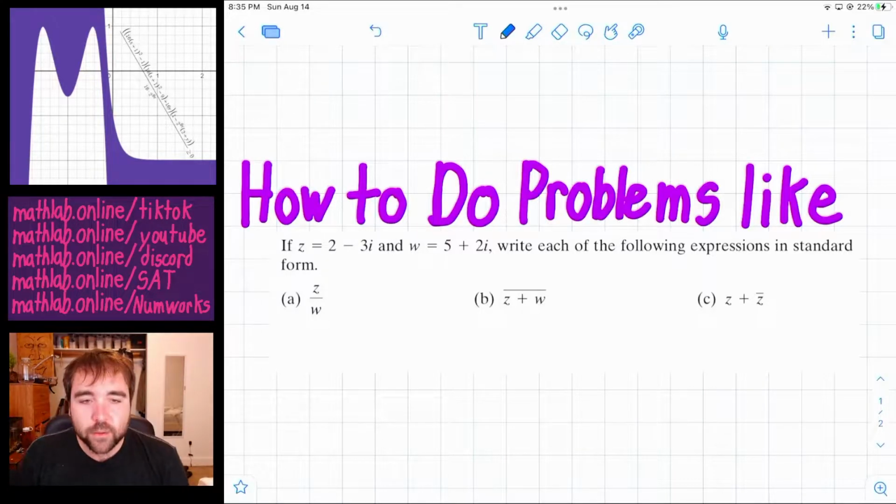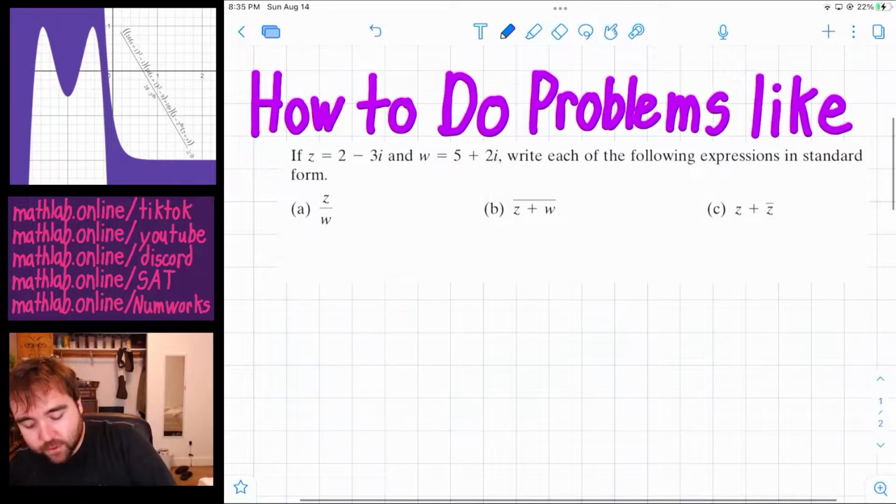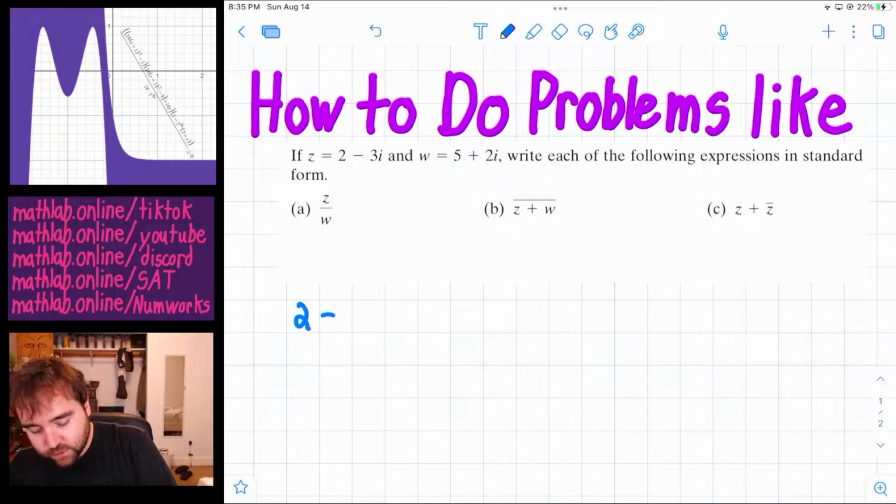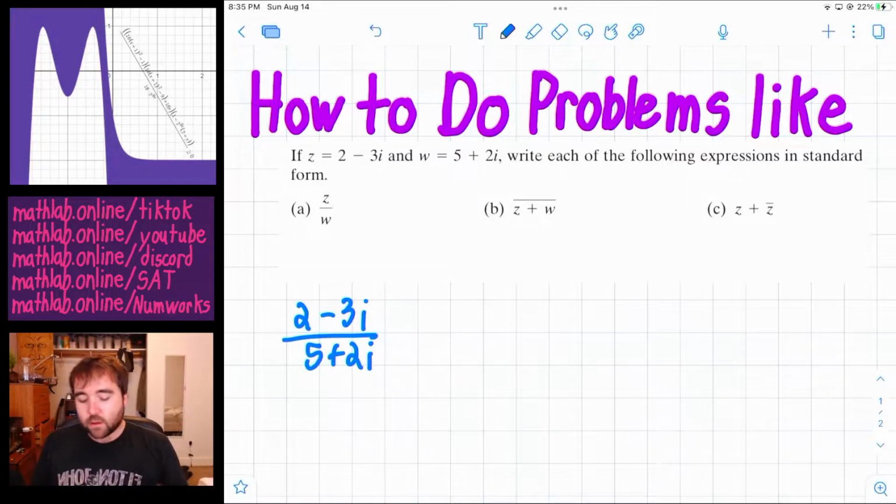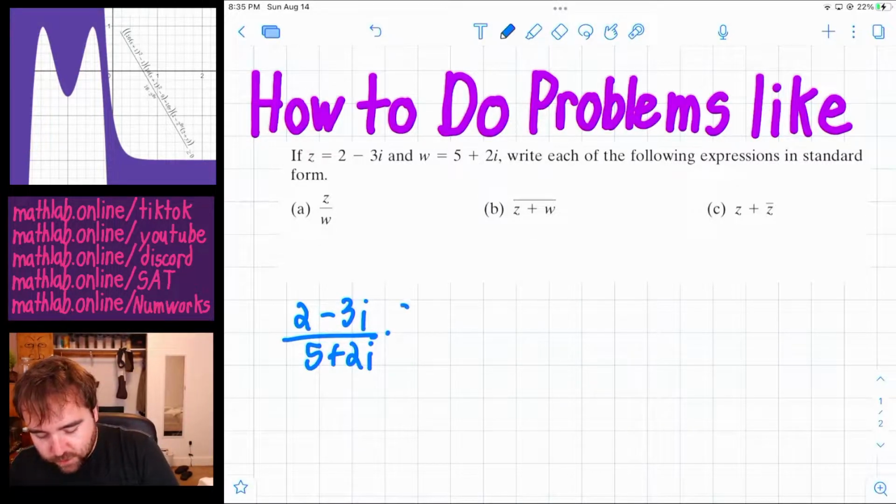So sometimes they'll write problems like this, but they're no different. You just have to kind of do the substitution. So you see with A, Z over W. So that's 2 minus 3i over 5 plus 2i. And so we're just going to do that out the same way. We're going to multiply by 5 minus 2i over 5 minus 2i.